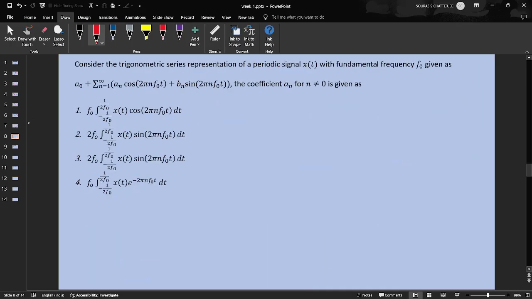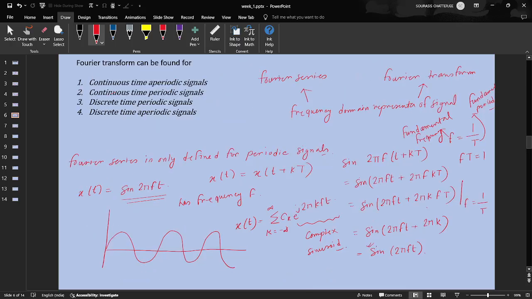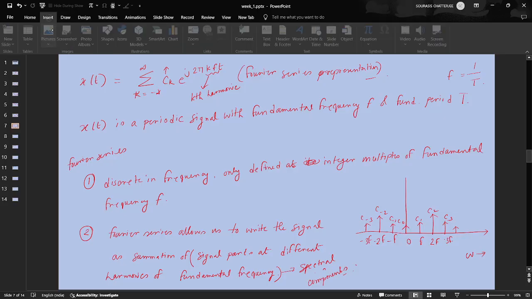Now what happens, okay, let me introduce a new slide here, because the earlier question was regarding the Fourier transform. So why do we need the Fourier transform in the first place? Let me say a few words on that.